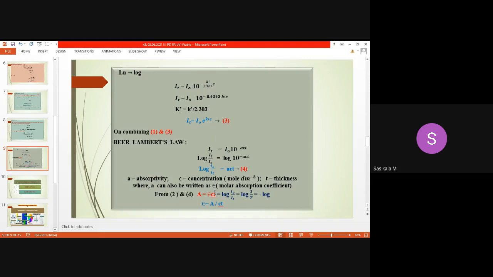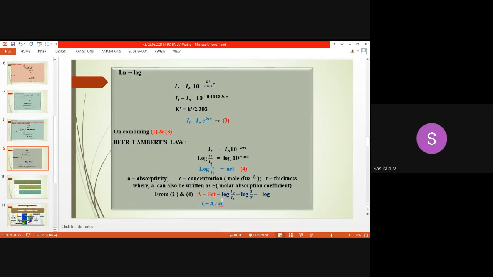Thickness or path length is constant. 1 centimeter is constant. So these two are constant, and absorbance you will be getting from the experimental data, so that you can calculate the concentration. So from the A equal to abc method, that is the absorptivity method, A 1% 1 centimeter method, using Beer-Lambert's law, we can calculate the concentration. So this is how Beer-Lambert's law is applied in quantification of drug molecules, drug products.